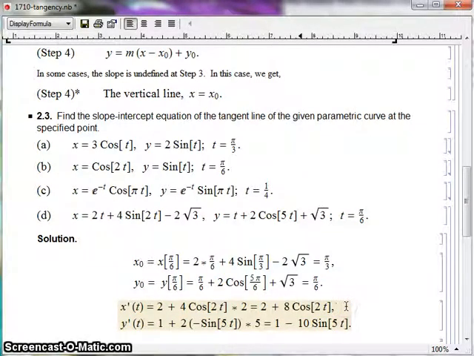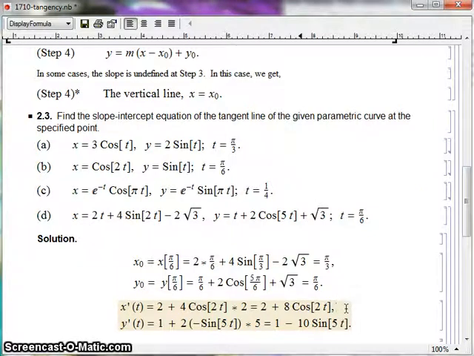We can do the same thing to the other function. The derivative of t is just 1. And the derivative of cosine is negative sine. Don't forget the chain rule. The derivative of 5t, we have to multiply by 5. Simplifying, we get 1 minus 10 sine of 5t.